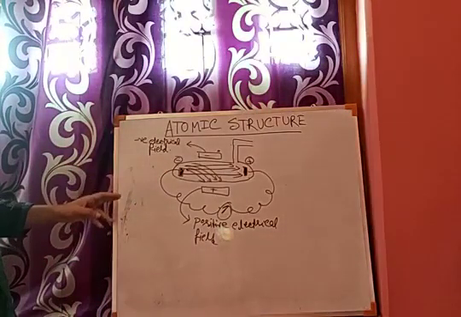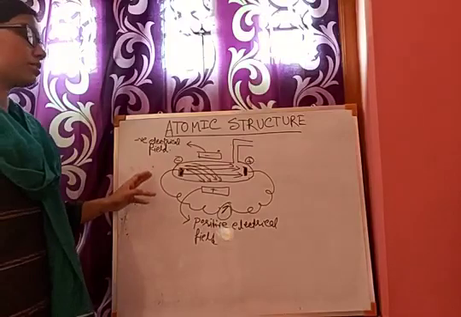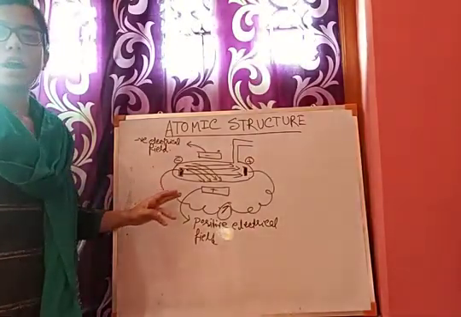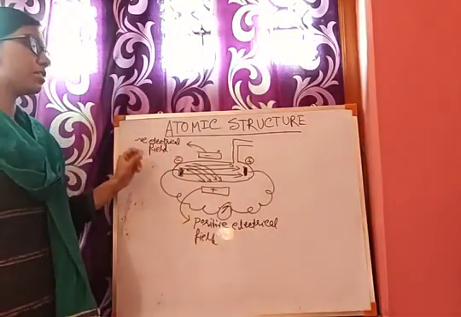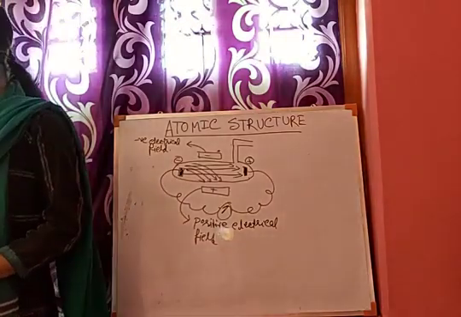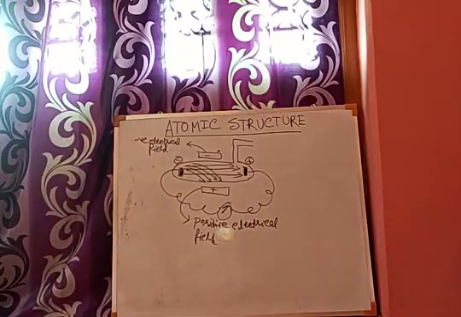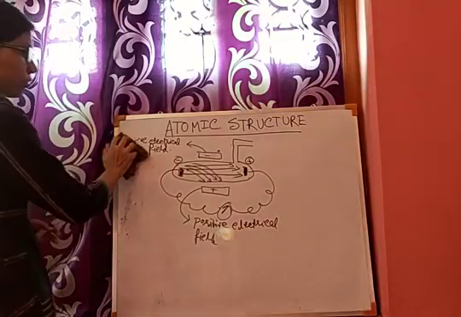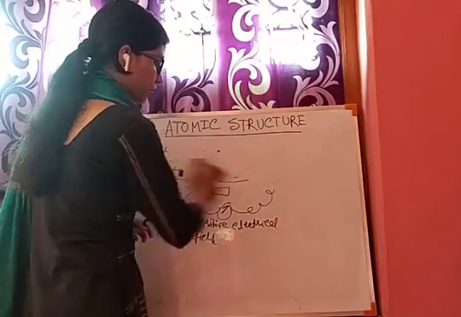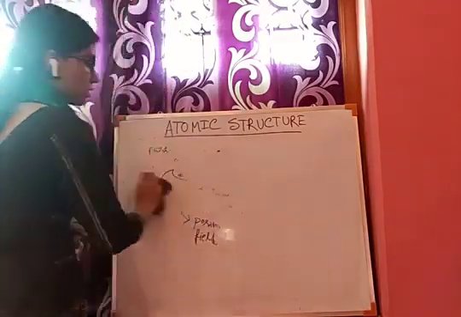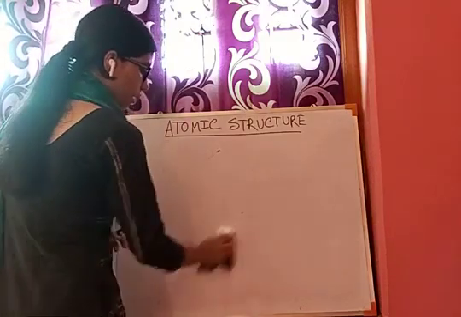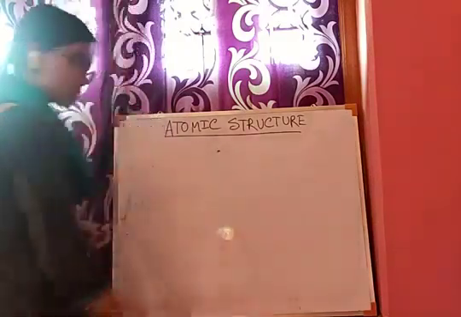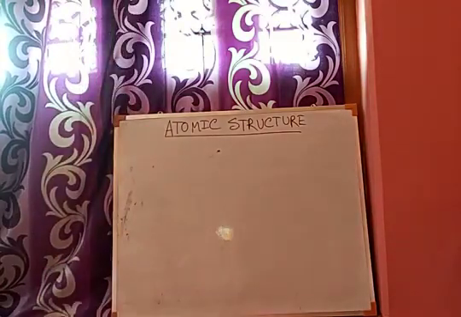So by the discharge tube experiment, J.J. Thomson found the cathode rays that are negatively charged, and by the discovery of cathode rays, he also found that these rays are actually electrons. So next, what are the properties of cathode rays and what are the properties of electrons? So these are negatively charged rays. This is one characteristic of electrons, and they have a definite mass and definite charge. Okay, so properties of electrons.